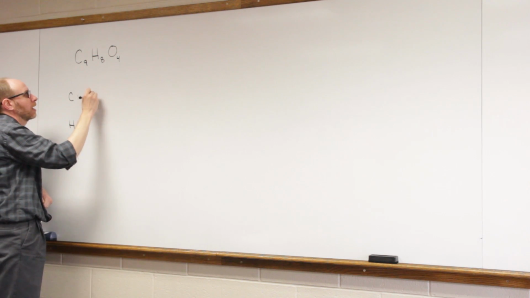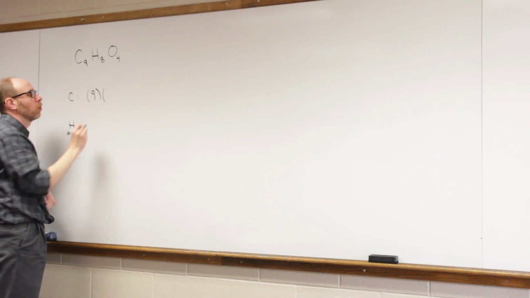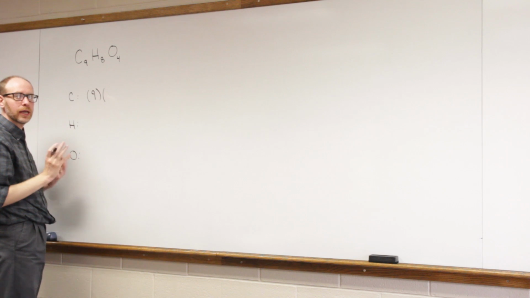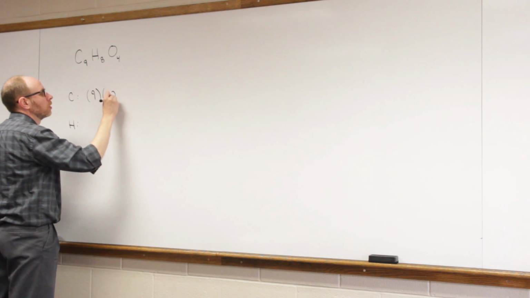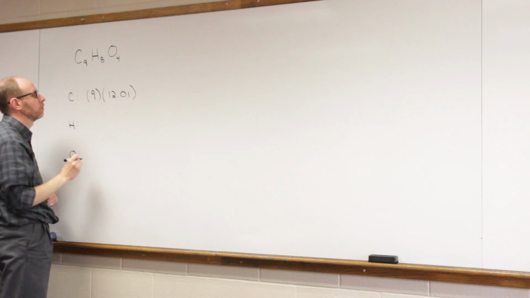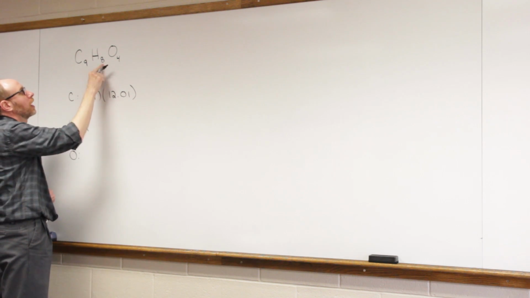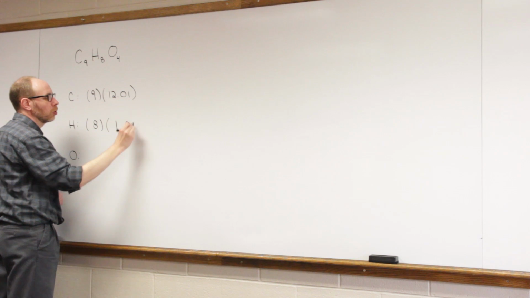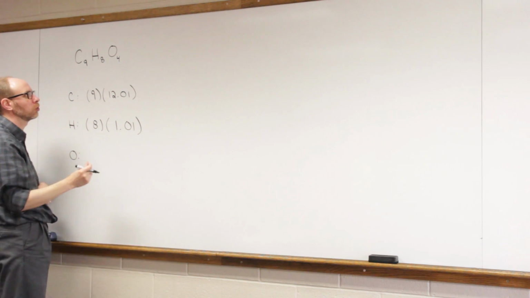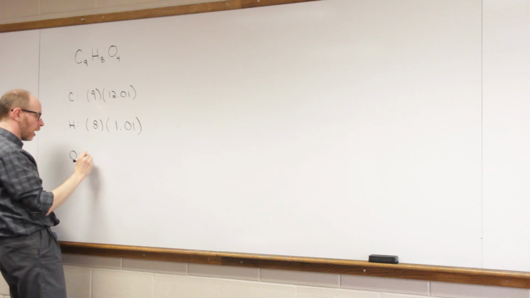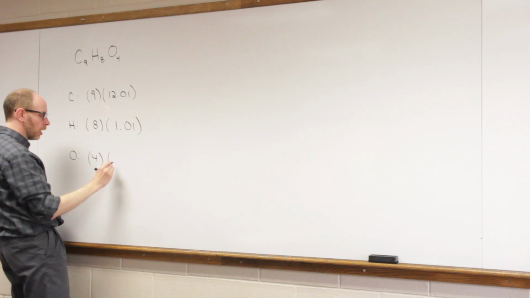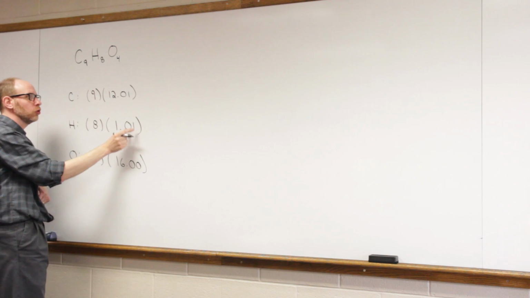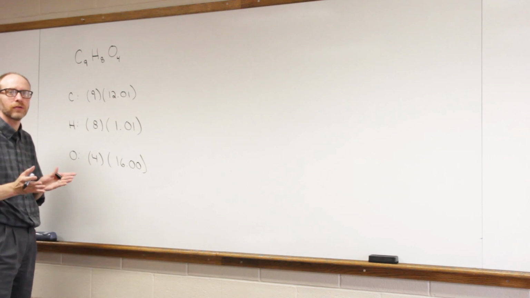So I've got 9 carbon atoms. I'm going to take 9 times the molar mass, or the atomic mass, of carbon. And remember, we always want to take at least 2 decimal places. So for carbon, it's 12.01. And for hydrogen, we've got 8 hydrogens. Each one is 1.01, or the atomic mass of hydrogen is 1.01. Then we've got 4 oxygens, 4 times 16.00. Again, notice I've taken at least 2 decimal places for everything.